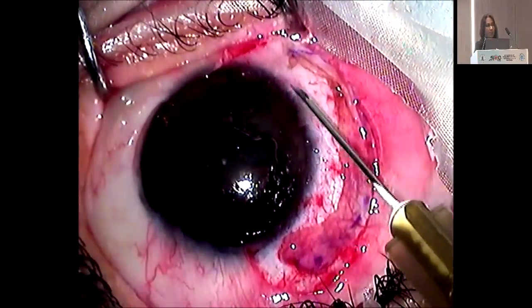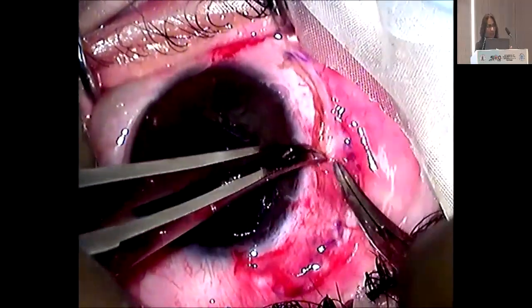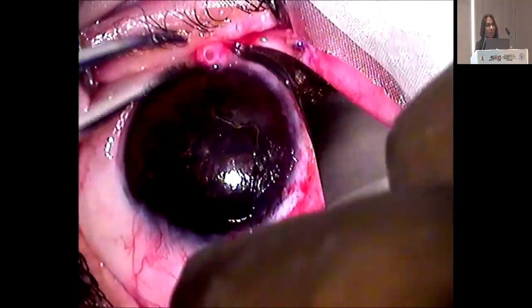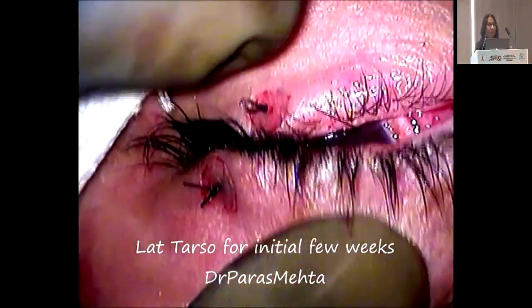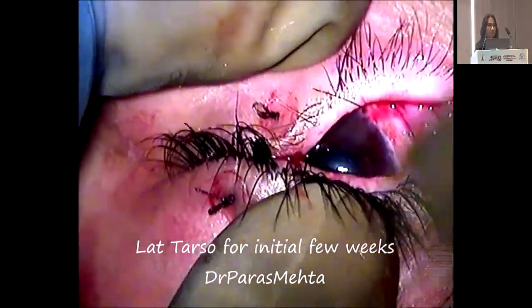But you have to be very careful to keep it a little away. The conjunctival part should be kept about 1 or 2 millimeters away from the limbus. The reason being that you allow the corneal epithelium to cross over rather than the conjunctival epithelium to cross over to the other side.